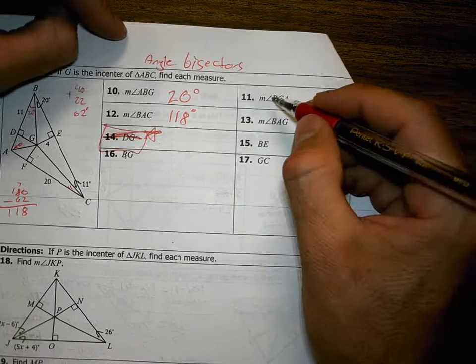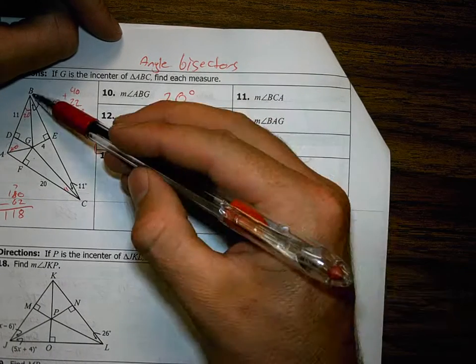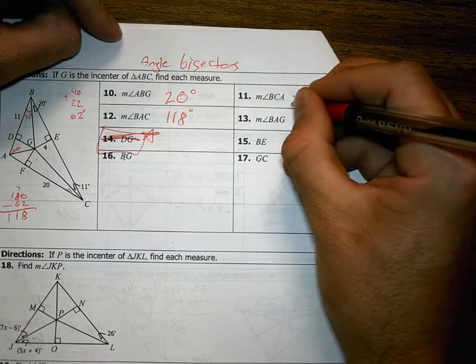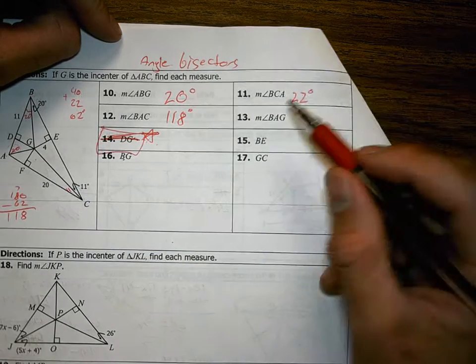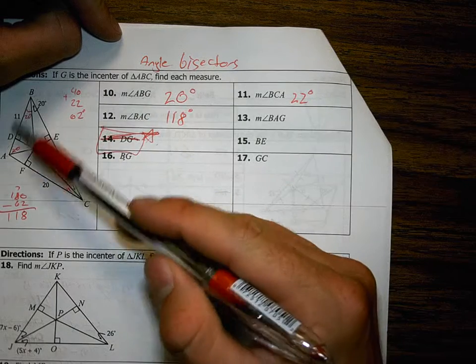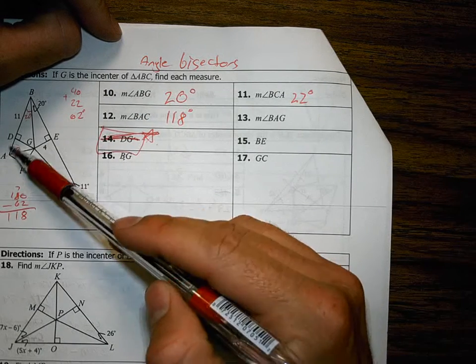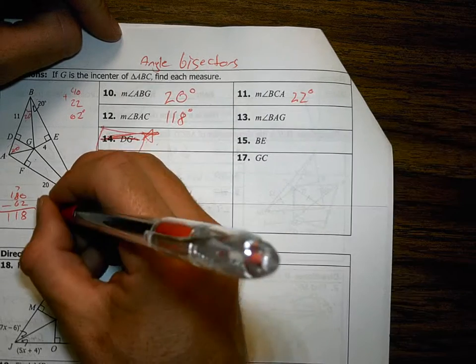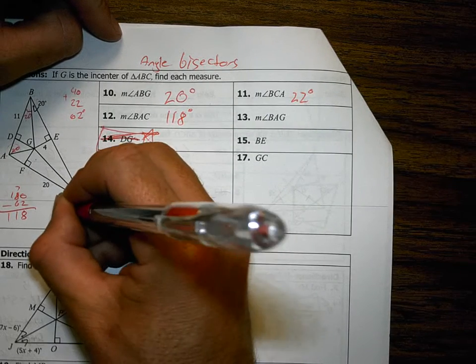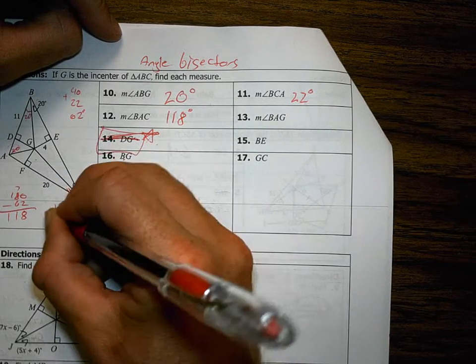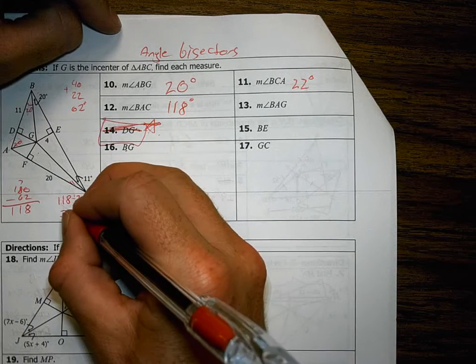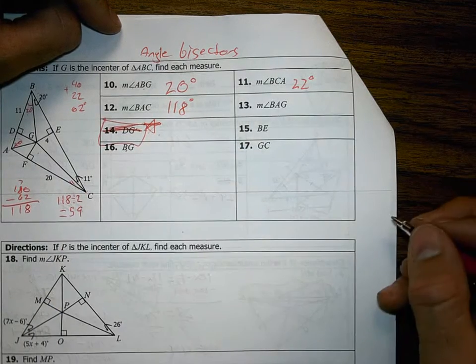Okay, now I have angle BCA. BCA. So 11 and 11 adds up to 22 degrees. Angle BAG. So now I need to cut the whole angle. This is 118. I need to divide that by 2. 118 divided by 2, 59 degrees.